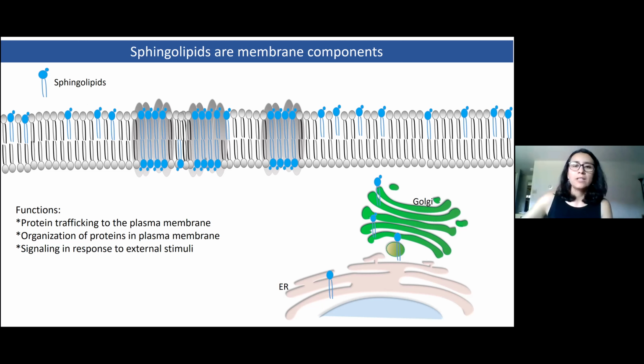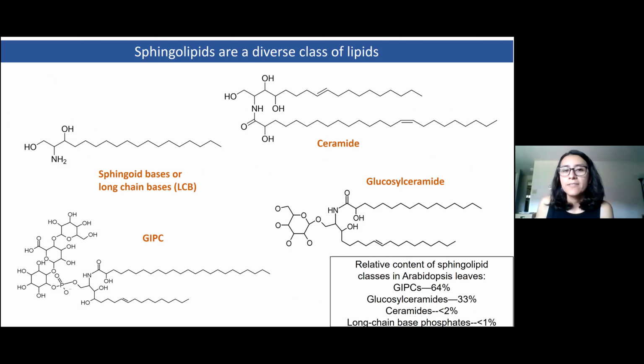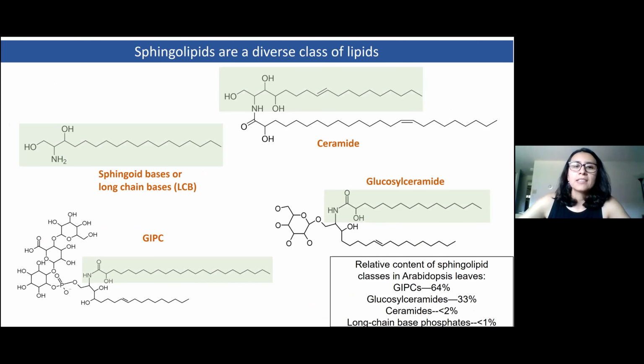But what do they look like? Here I'm representing them just as a cartoon, but they are a very diverse class of lipids, and they have different arrangements of structures. Here I'm representing the main four classes of sphingolipids. This, for example, is the basic one, and this is where the synthesis starts. As you can see here, they all have this long chain base, or sphingosine base. This is the trademark of sphingolipids. They all have this part. And then from there, they have another hydrophobic tail that is a fatty acid.